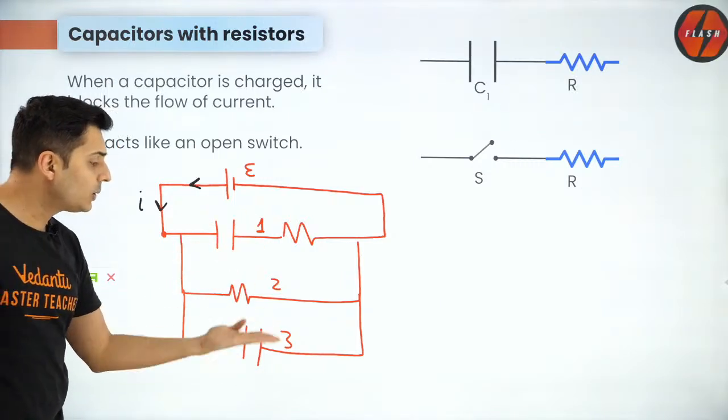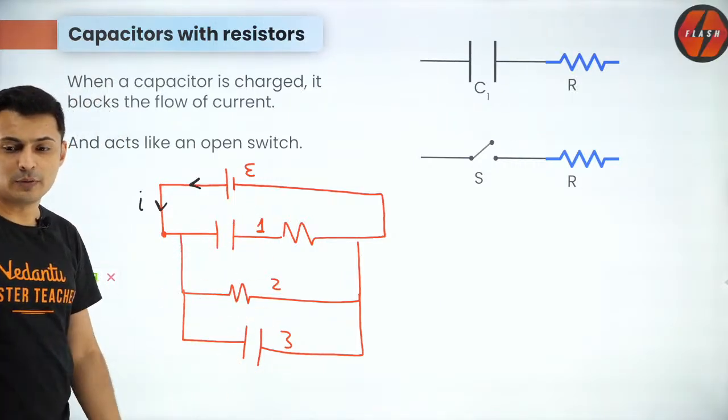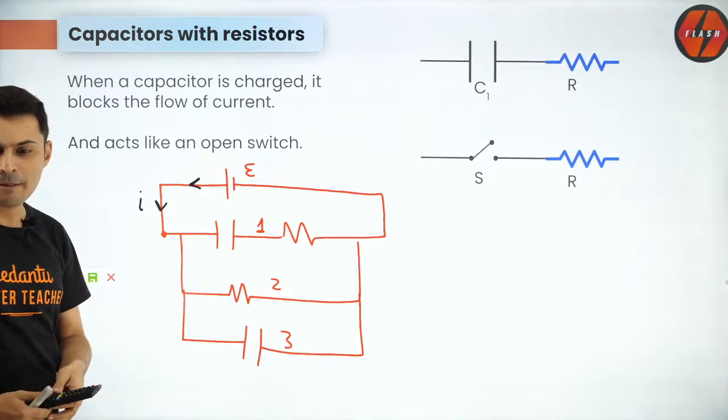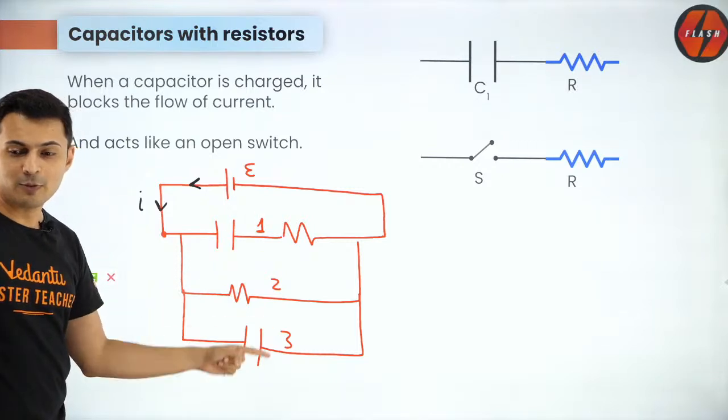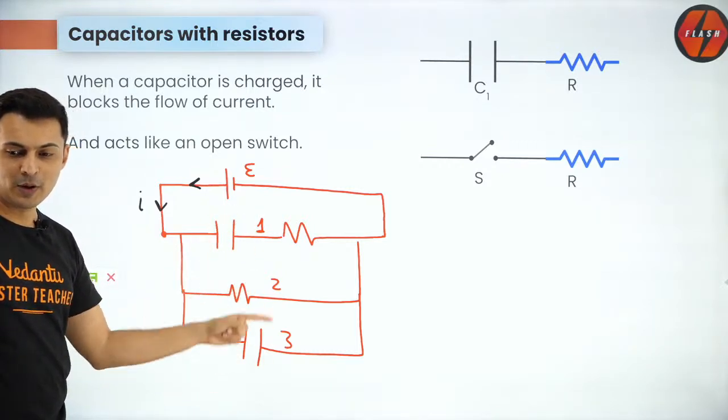So think about it. 1, 2, 3. Which branch do you think it will go from? Do you think it will go from any of the branches? And if it goes, then think which branch will it go from? It will not go through everything.